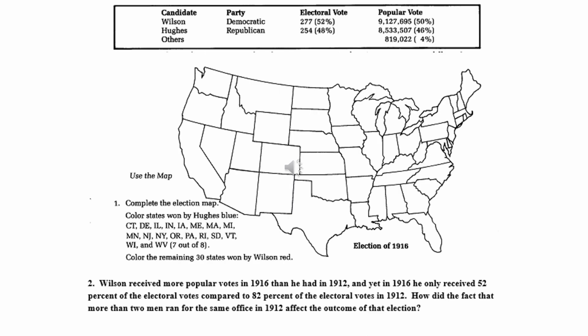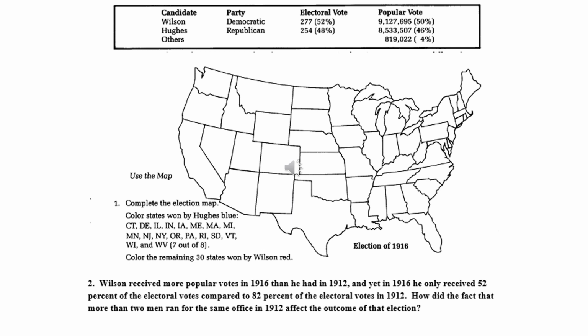And so in order to complete the election map, it asks us to color the states won by Hughes blue, and then color the remaining states that were won by Wilson red. Keeping in mind that this map I got out of a book that was published before they started labeling red state, blue state. Today we think of red state as being Republican states and blue states as being Democrat states.